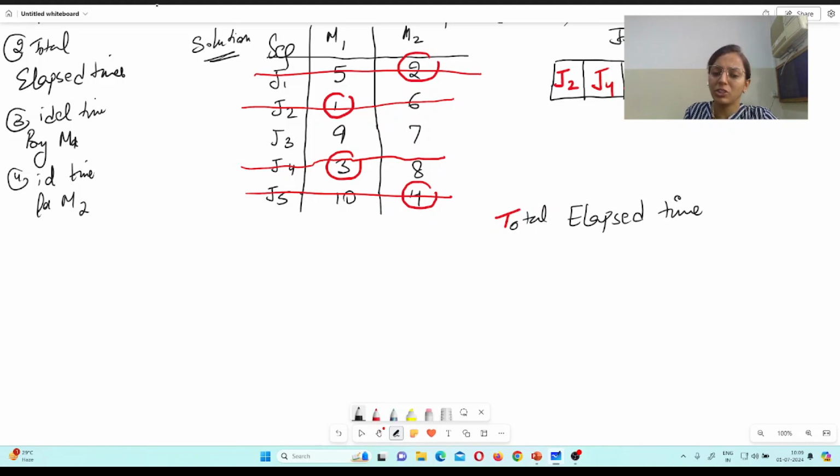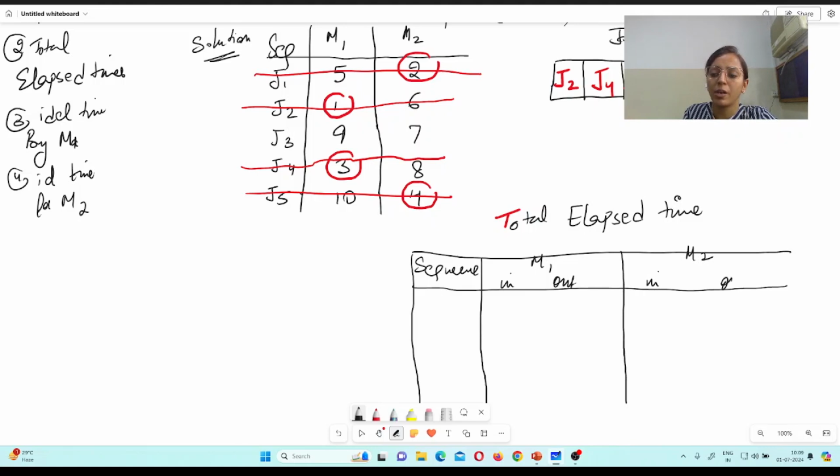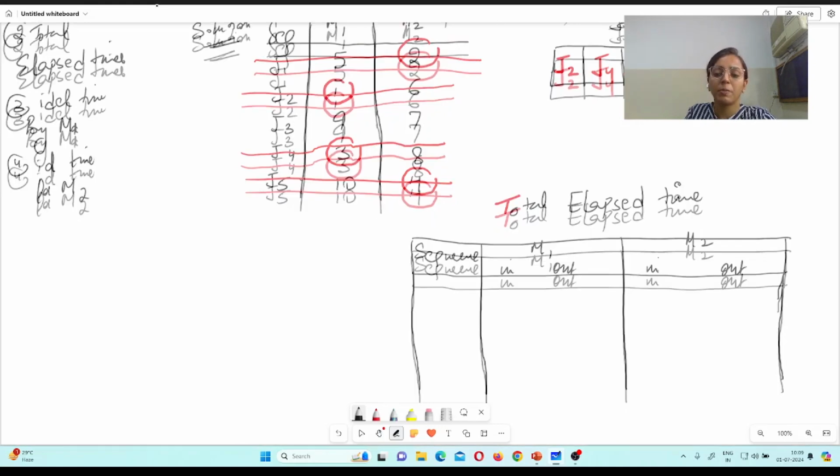Now, what we have to do is prepare a table format so that it will be a good presentation for you. Just write it over here, total elapsed time and the sequence. Prepare the sequence for that. It is your sequence of the job, and the sequence of the job is J2, J4, J3, J5, and J1. And with that, we have to process the two machines. Write it over here, M1, the in and out time for M1. And then we make a second box that is M2 and in and out time for M2, right?